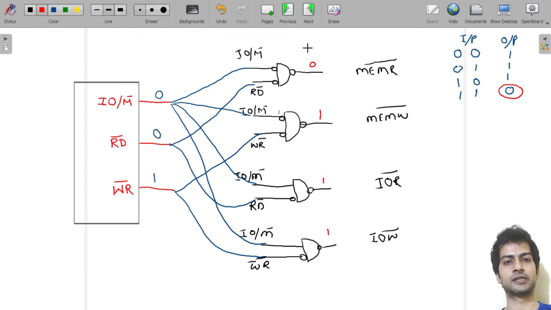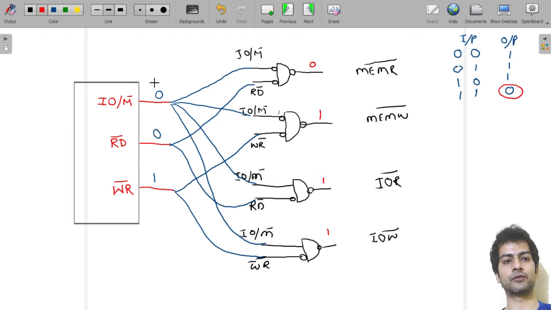So I hope this is clear. What I told you is that we are doing multiplexing here also, in which through a single pin we are selecting input, output, and memory. So by doing this, what we are achieving is that all the 4 functions of microprocessor are dealt with 3 pins, and we don't require 4 pins for 4 functions. So we have saved one more pin here.